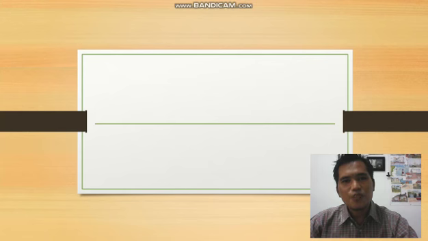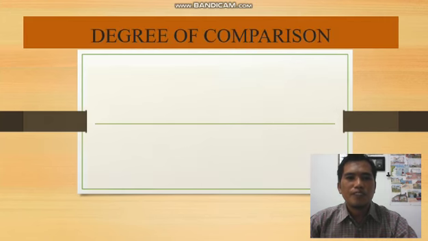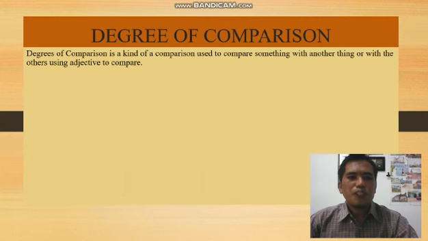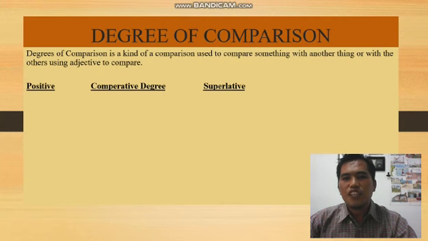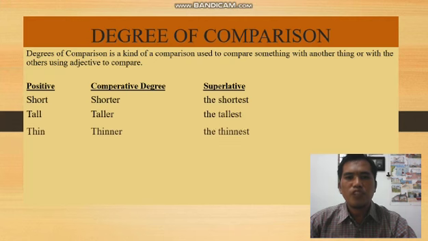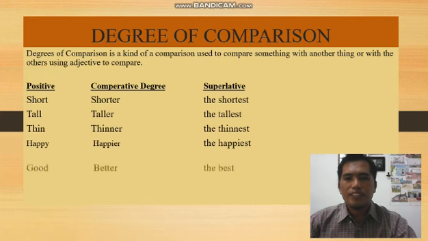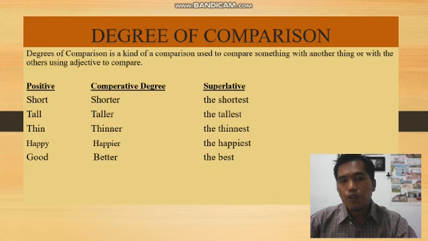In today's lesson, we are going to be talking about degree of comparison. Degree of comparison is a kind of comparison used to compare something with another thing or with others, using adjectives to compare. So please remember, here we only use adjectives. We don't use verbs to compare. We don't use nouns to compare. We only use adjectives.